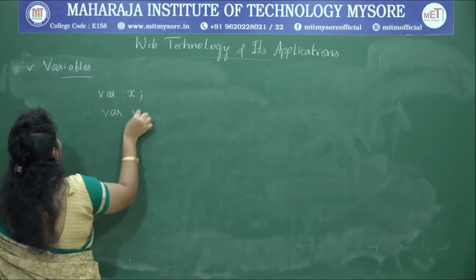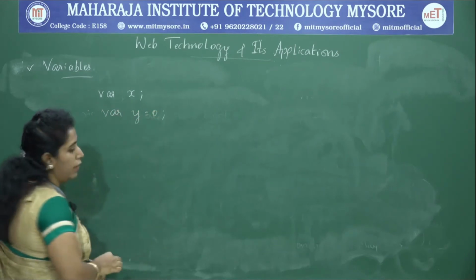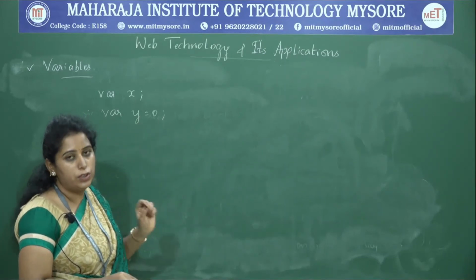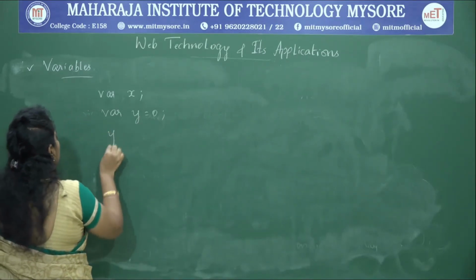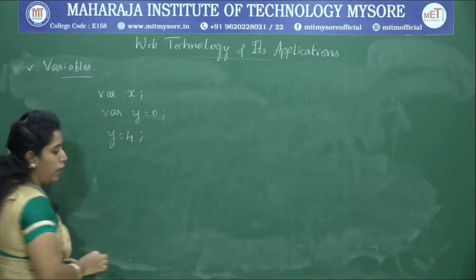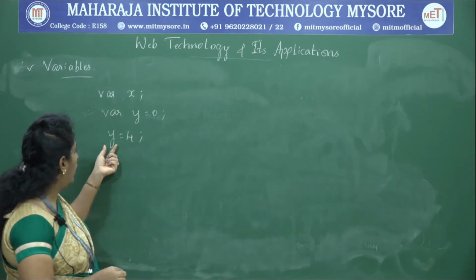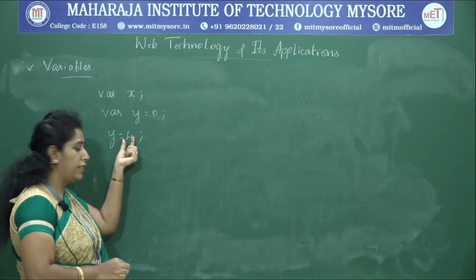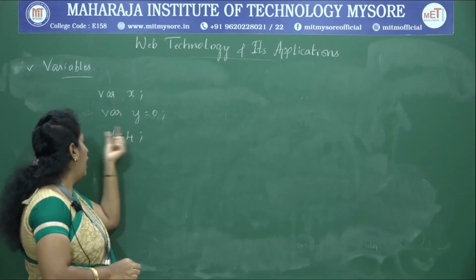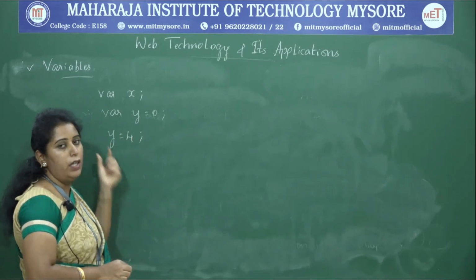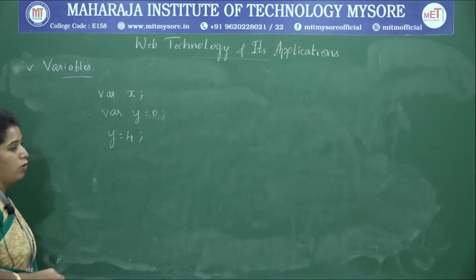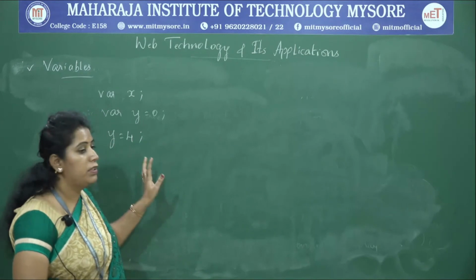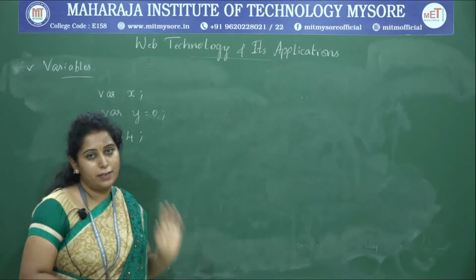Now, if you take var y is equal to 0, what has happened? You have declared a variable where it is assigned with the value 0. Next, in case this is y is equal to 4, here you have not used any var, right? So what is happening here? You are assigning an integer type of value and that is going to be assigned for the variable y. So this is all about declaration of variables. So variables in JavaScript are dynamically typed.